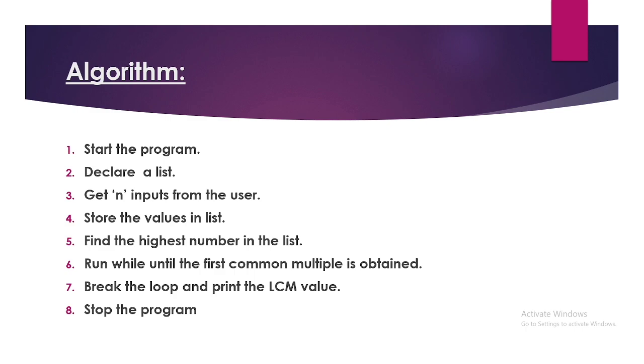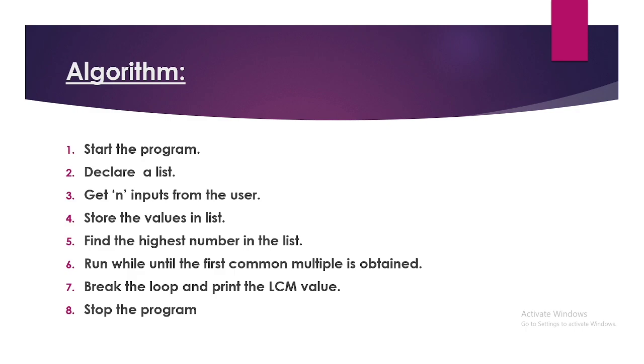This input is based on the number of numbers that you are going to give into the list. Then store the input values in the list, then find the highest number in the list. Why am I finding the highest number in the list? Because the multiple of the highest number is also a common multiple of the lower numbers given, so it can be found by calculating the multiples of the highest number in the given list and checking whether that multiple is present in the multiples of the lower number or not.